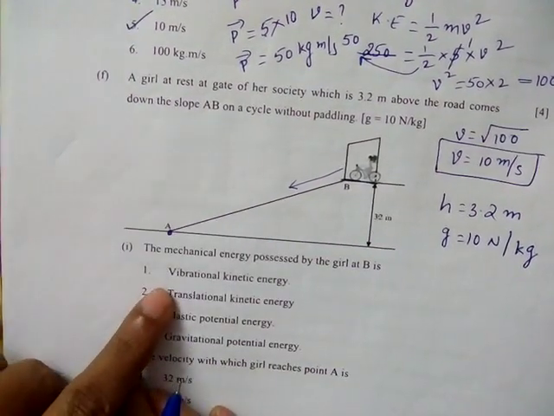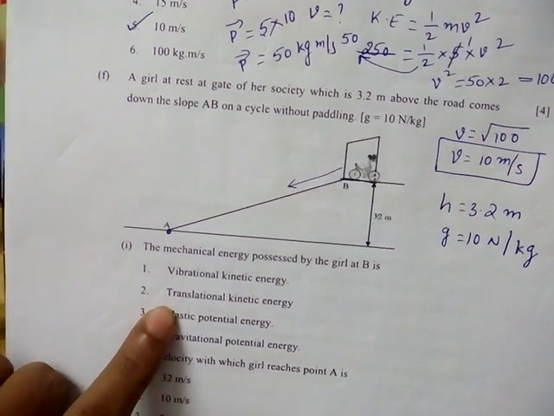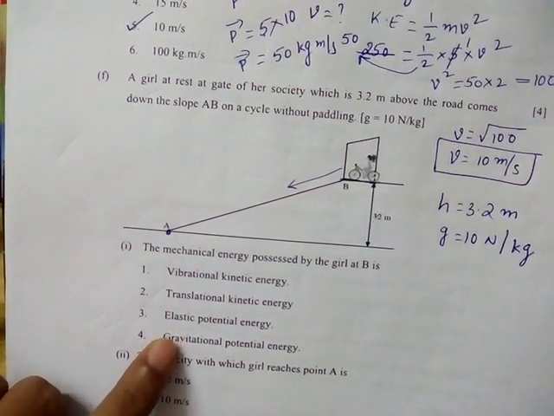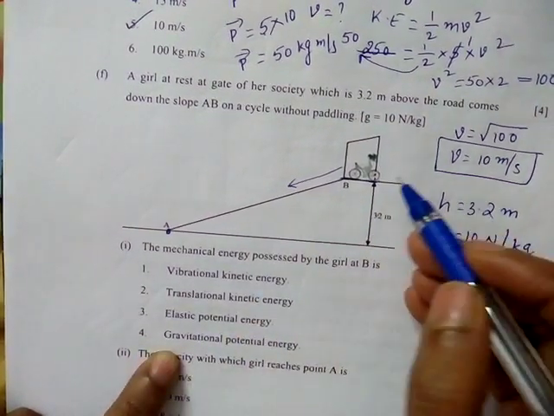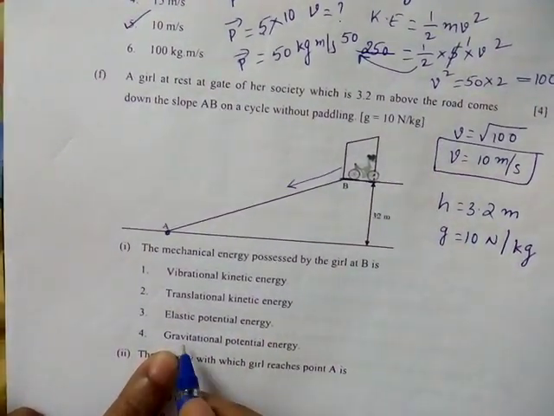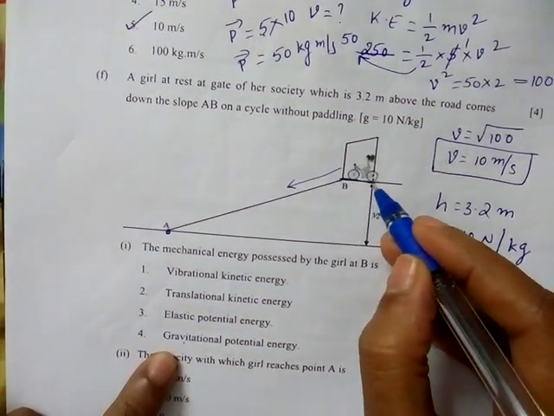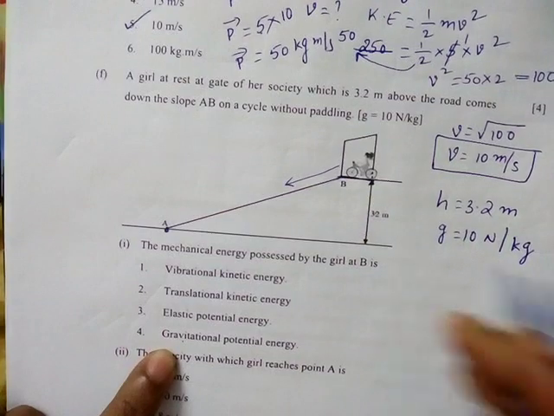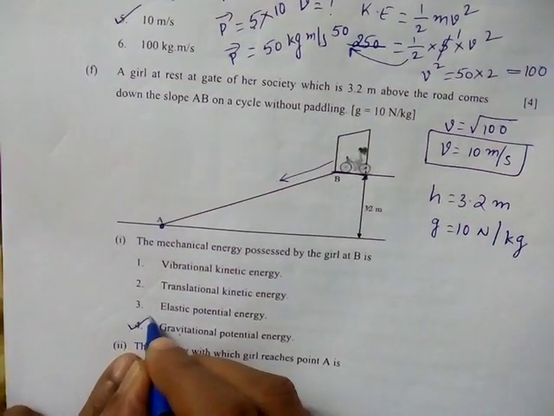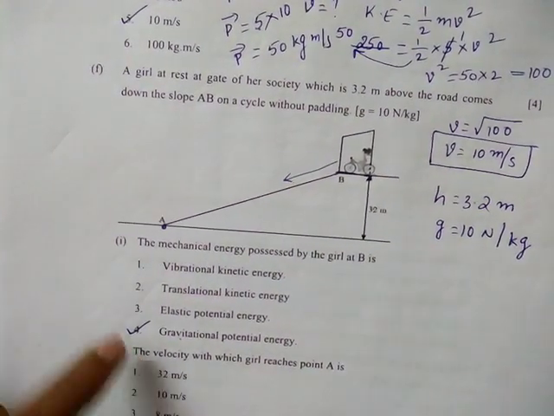Now they have given vibrational kinetic energy, translational kinetic energy, elastic potential energy, gravitational potential energy. We have already discussed this in a previous question. Gravitational potential energy means whenever the object is at a certain height from the ground, the object possesses gravitational potential energy. So option 4 is correct.